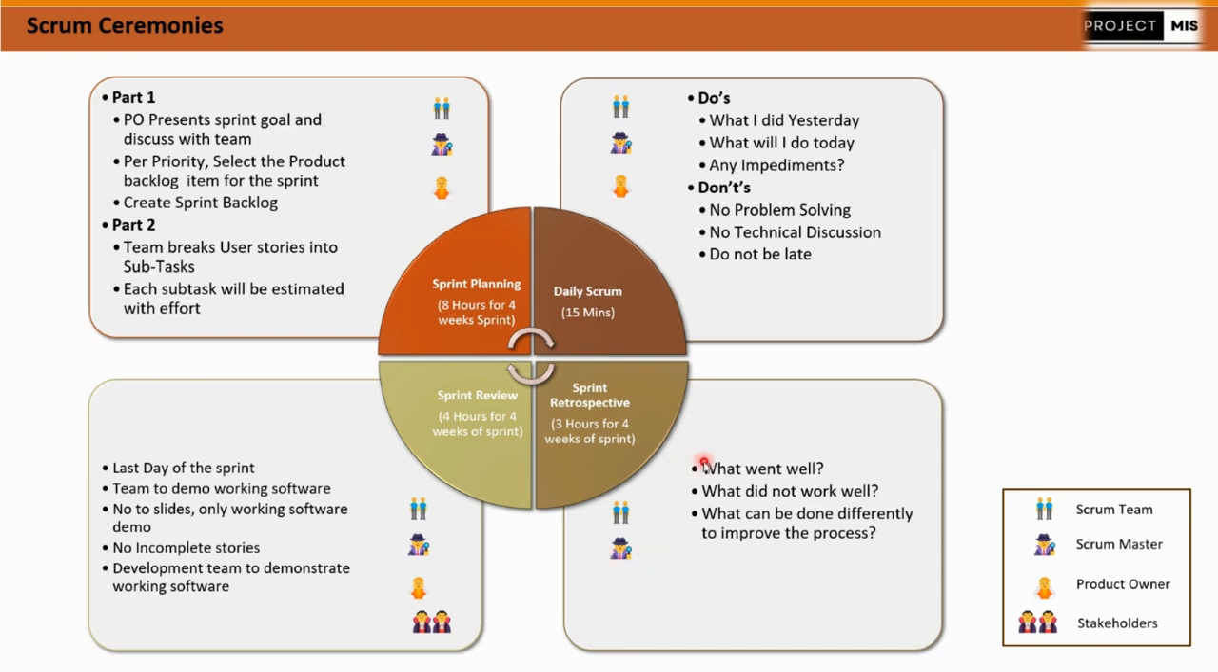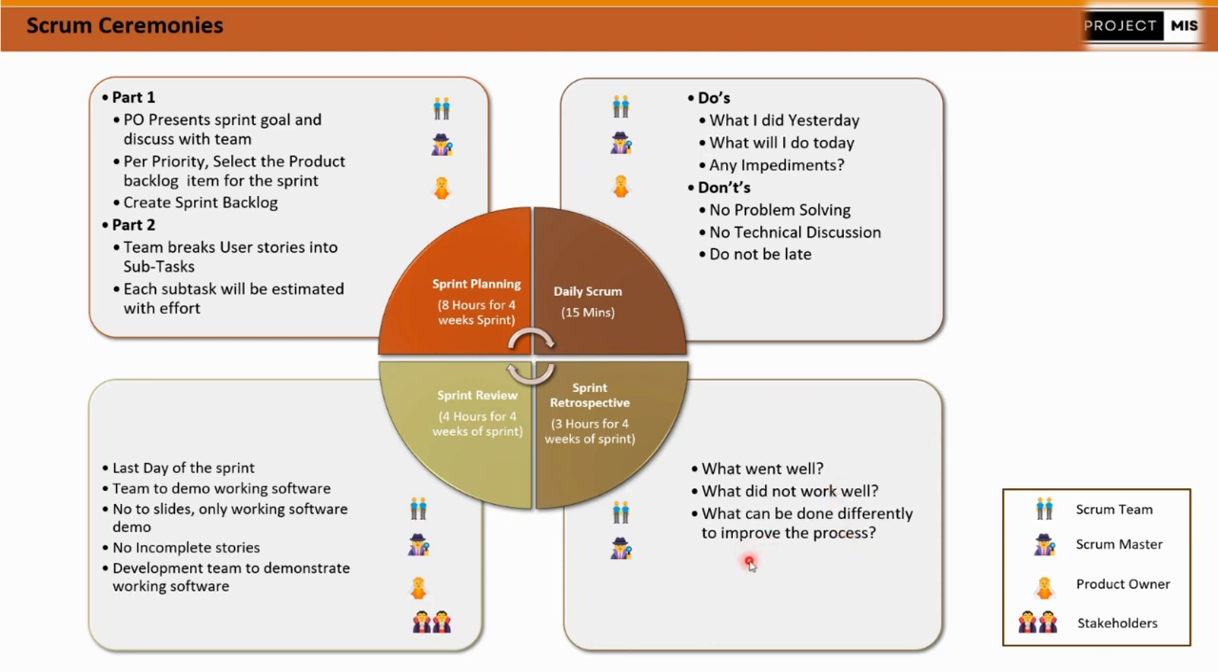They should all talk about what went well, what did not work well, and then what can be done differently to improve the process, which is the action point to overcome the second pointer, what did not work well, so that the team can work on that action point. The Scrum Master can make a note of it and ensure those action points are actioned and implemented in the working behavior of the team, so that we can improve. So that's all about the sprint retrospective.